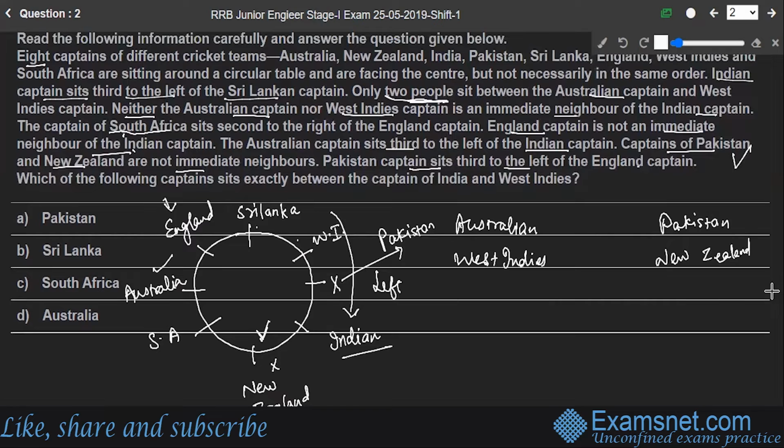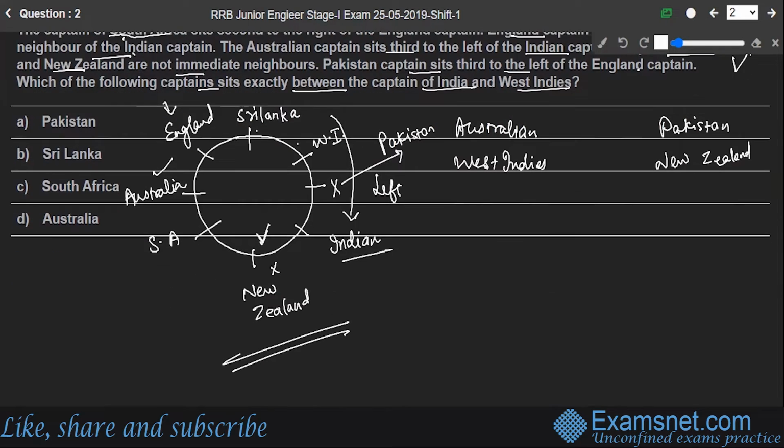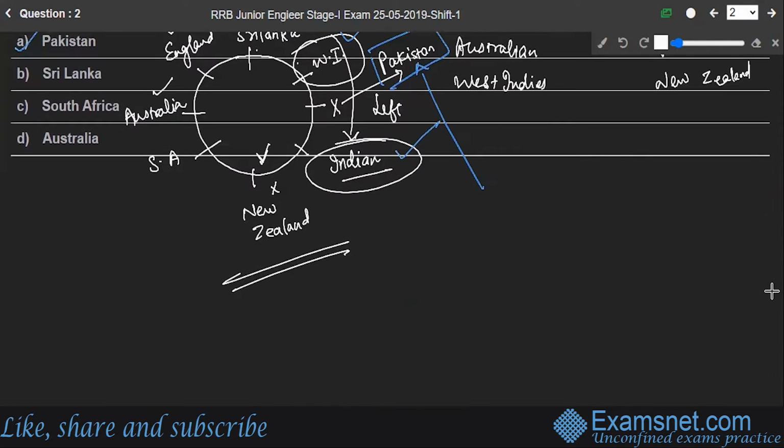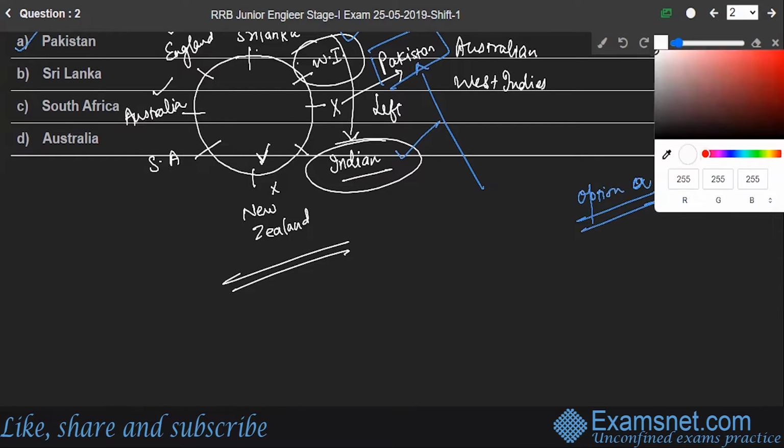It's asking you which of the following captains sits exactly between the captains of India and West Indies. So this is the India and this is West Indies. Which captain sits exactly between them? Yes, it is none other than the Pakistan captain because it is sitting between the West Indies and the Indian captain. So that makes your first option, option A, the correct answer for the question. Hope you got that. Let's move to the next question now.